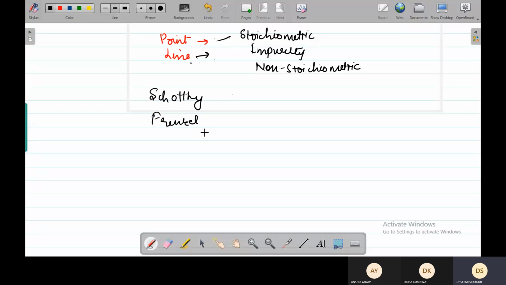Further, we have the impurity defect, means in the place of some other cation, another cation has come over here. Like if there is a crystal of NaCl and strontium comes inside it, replacing the sodium, that will be your impurity defect. Non-stoichiometric defect means that which arises when the stoichiometry of a substance is disturbed, like if your metal has become in excess or metal has become deficient.